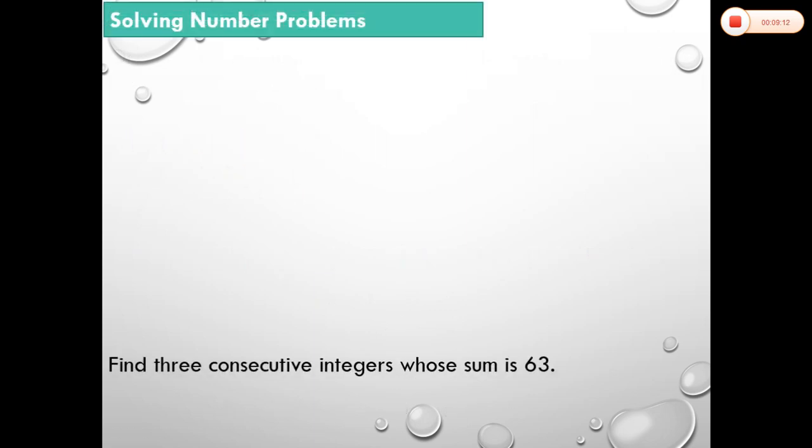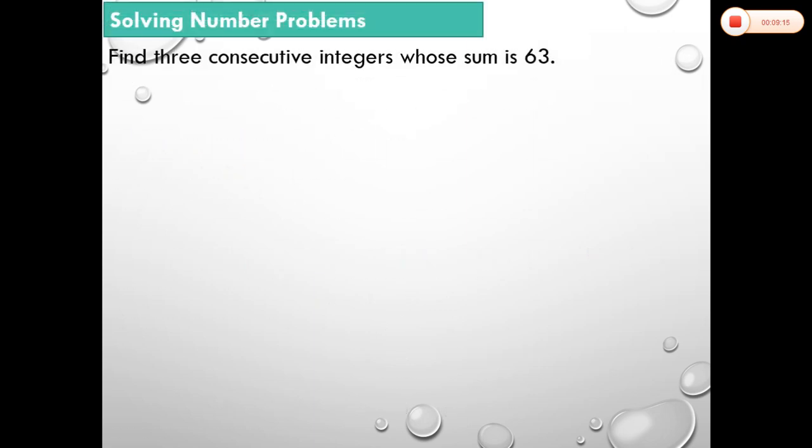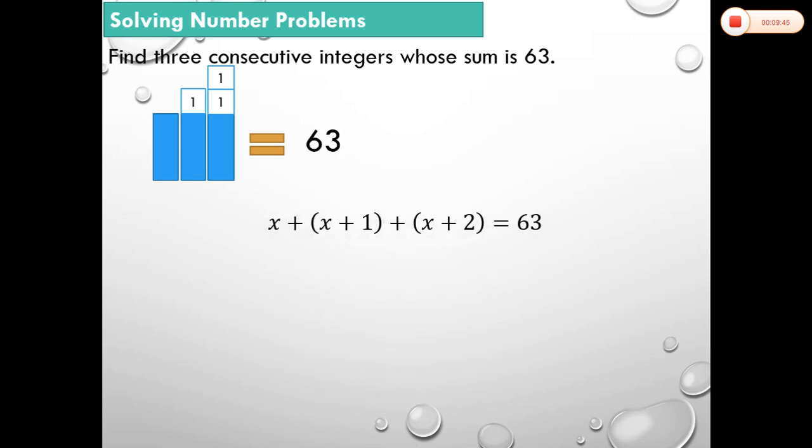Next example. Find three consecutive integers whose sum is 63. Let us represent the first integer to be the vertical blue rectangle. The integer after that will be one more than the blue rectangle, and the next is 2 more than the first integer, and its sum is equal to 63. The working equation will be x plus x plus 1 plus x plus 2 is equal to 63.